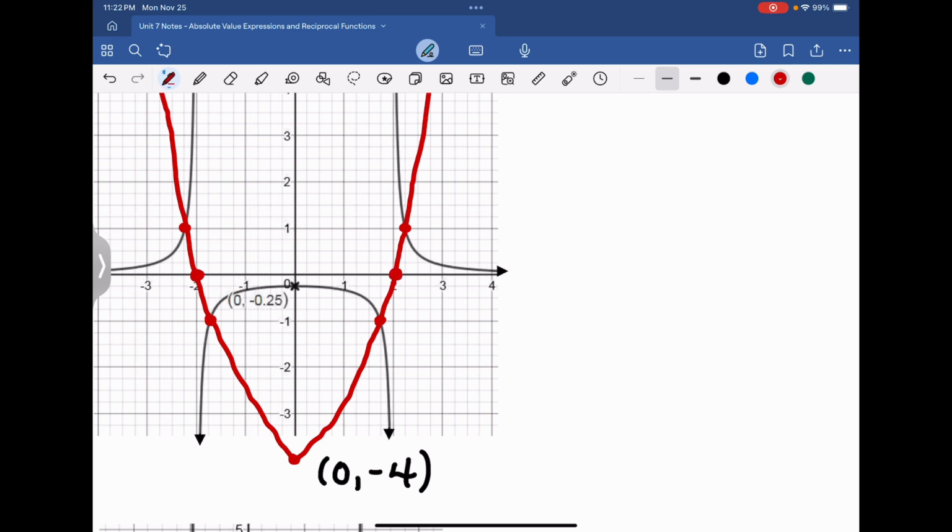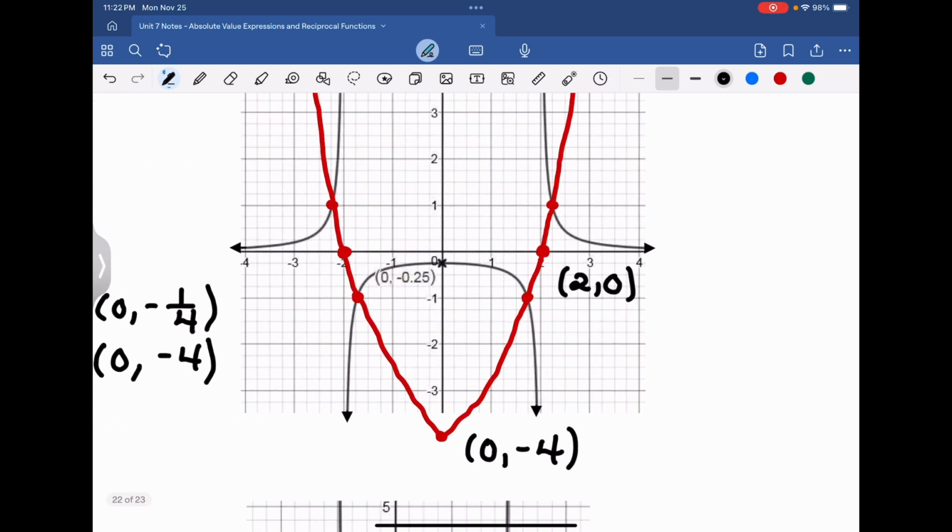The NPVs are these lines in which the reciprocal graph kind of diverges away from. Let's write in those points here. This one is going to be at 2 and 0, or 2 for x, 0 for y. This one is going to be at -2 and 0.